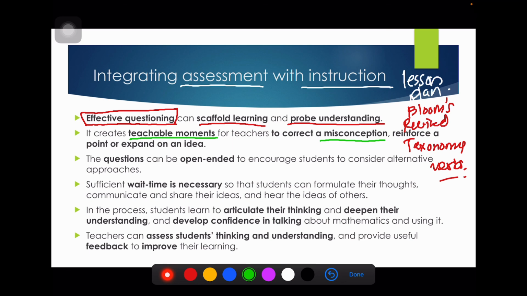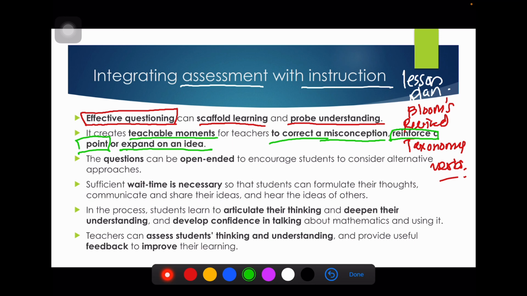Okay, for teachers to find if there are any misconceptions and to correct that misconception, or to reinforce a point, meaning to say that that is a very important point, but you don't tell them that's a very important point. They realize it themselves during your teaching, or to expand on an idea.